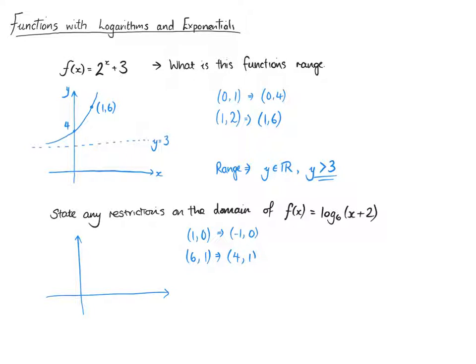Give me a second there while I take 2 away from 6, but we get there, right? Okay, so we've got minus 1, 0, and we should have something that's 4, 1 somewhere over here, and we can draw our logarithm that goes roughly through those points.